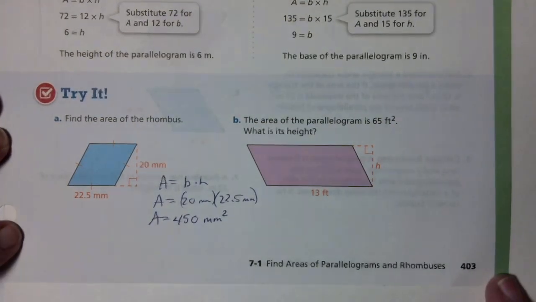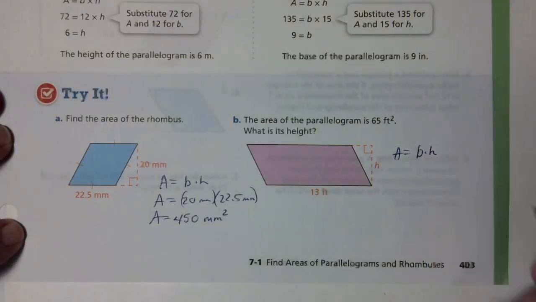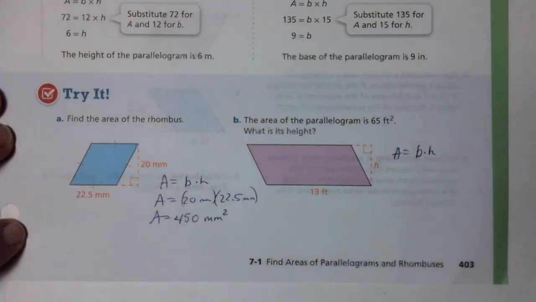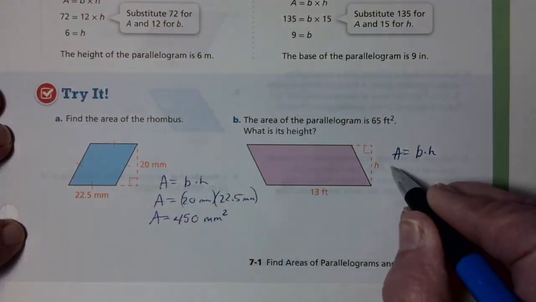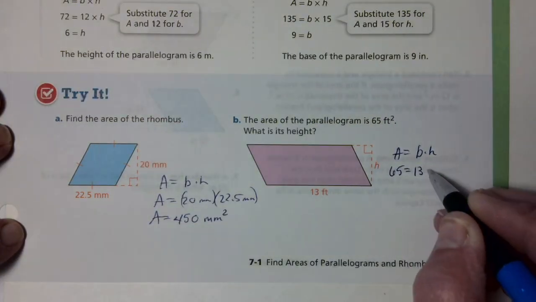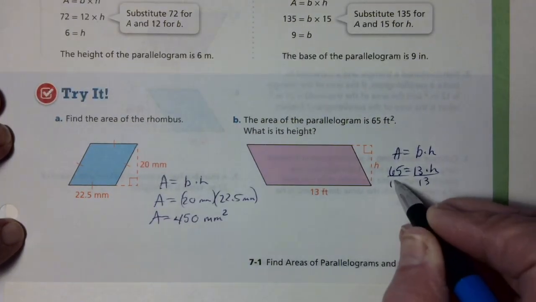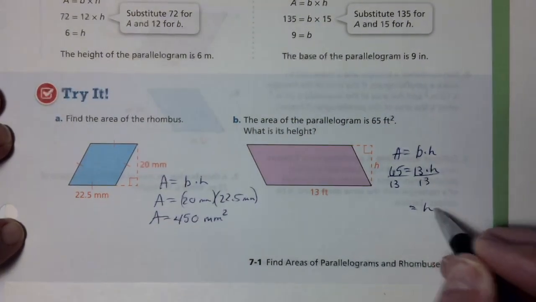Alright, on part B, area equals base times height. That's the formula for any parallelogram. So the area is 65, so I put 65 in there. I have a base of 13 times an h. So I'm going to divide by 13, divide by 13. Over here I get h.